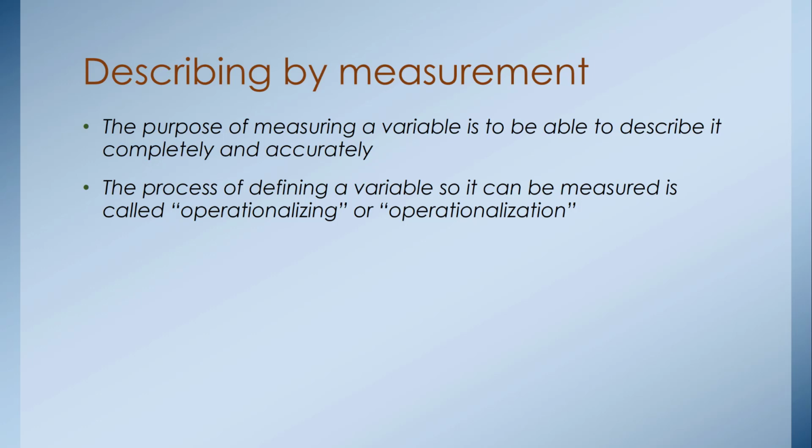So if we want to be able to describe the ethnicity of our sample population or the ethnicity of the clients that we see, or we want to have an understanding of religious affiliation of a group of individuals, we need to be able to define that in a way that it can be counted accurately. The actual process of defining a variable so it can be measured is called operationalizing it, or operationalization. So you're going to hear this term used as you move forward in research. We will say we're operationalizing a variable, and that means we're making it measurable.